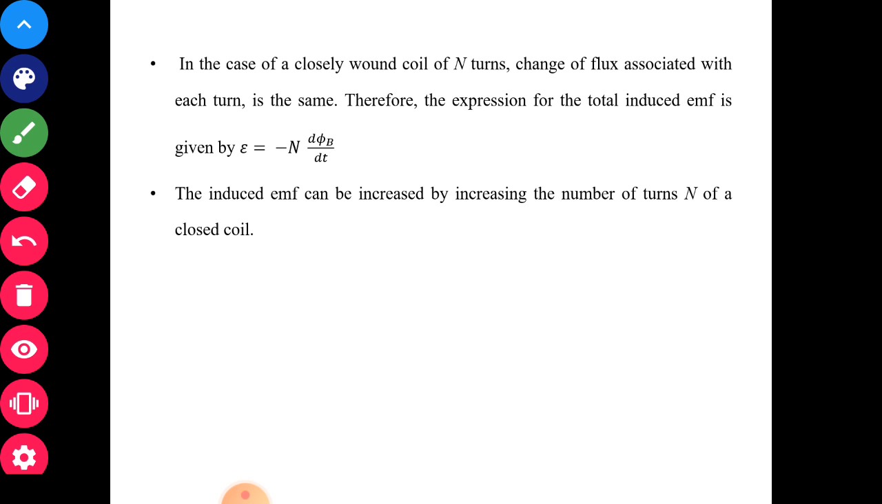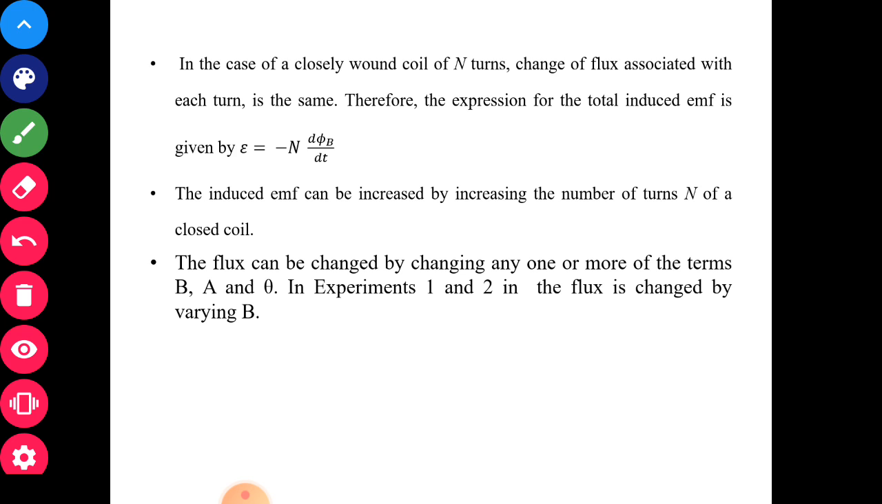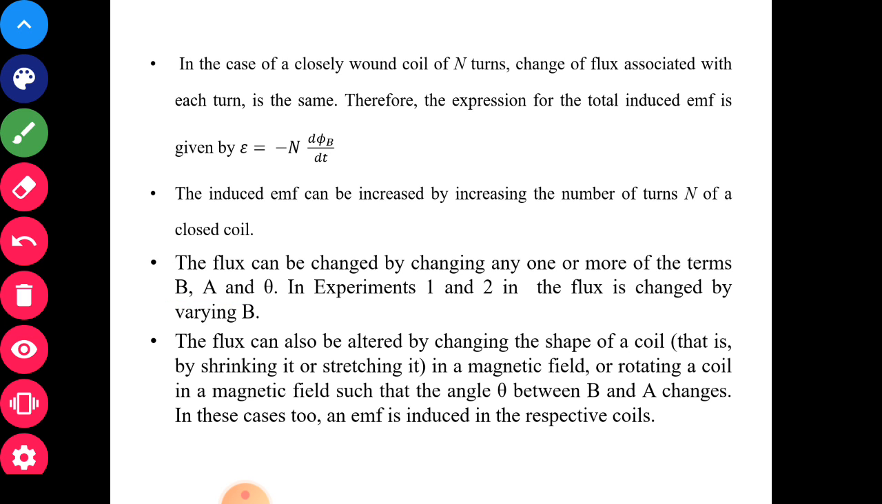The induced EMF can be increased by increasing the number of turns of a closed coil. The flux can be changed by changing any one or more of the terms B, A or theta. Either you change the value of the magnetic field, the flux changes. If you change A, then also the flux changes. If you change theta, the angle between B and A, then also the flux changes. You can change the flux by changing any one of these or all simultaneously, as can be seen from different experiments. The flux can also be altered by changing the shape of the coil.